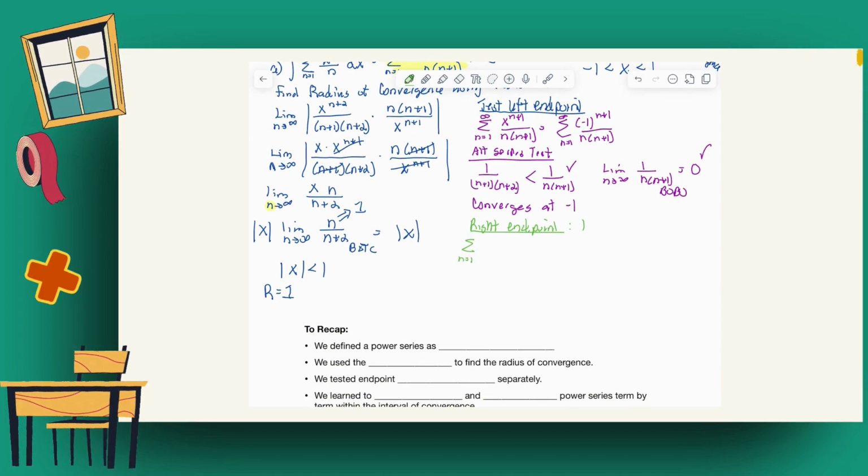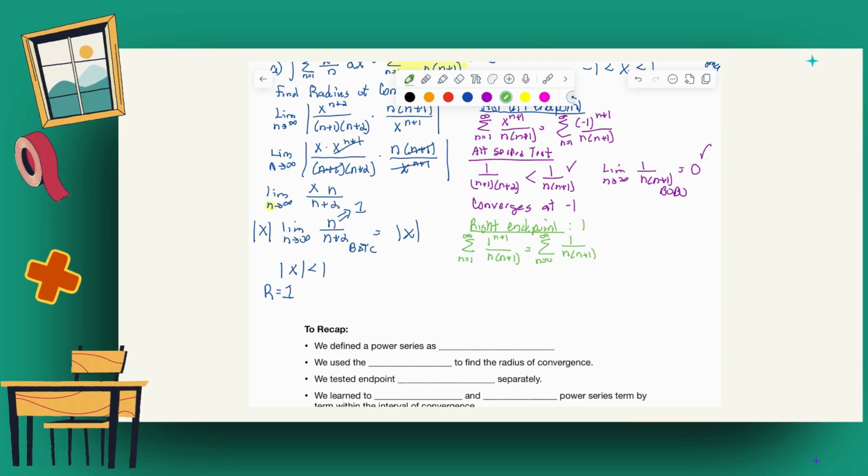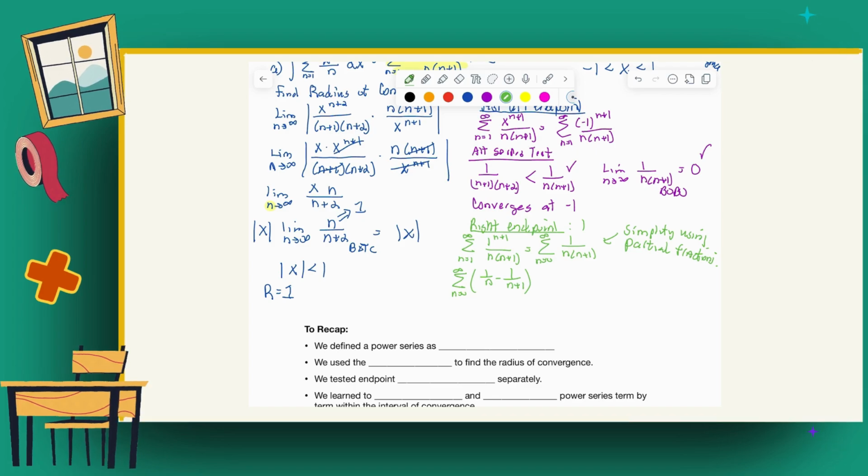So I'm going to take my summation of n equals 1 to infinity, replace x with 1 this time, and I get 1 to the n plus 1 times n divided by n times n plus 1, which is simply 1 over n times n plus 1 in our summation. I'm going to simplify this using partial fraction decomposition, and I'm going to rewrite this summation. Okay, I'm going to skip the work of that partial fraction. You can watch another video on how to do partial fraction decomposition, but we have the summation of n equals 1 to infinity of 1 over n minus 1 over n plus 1.